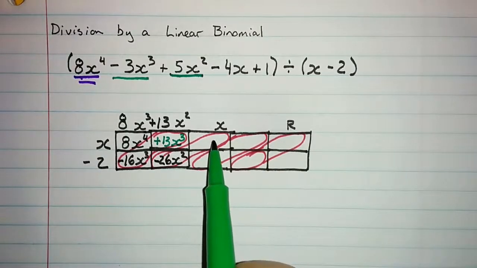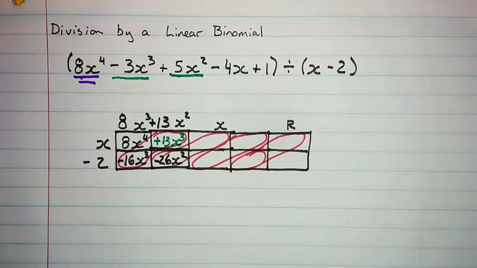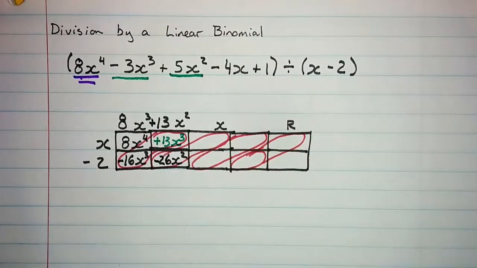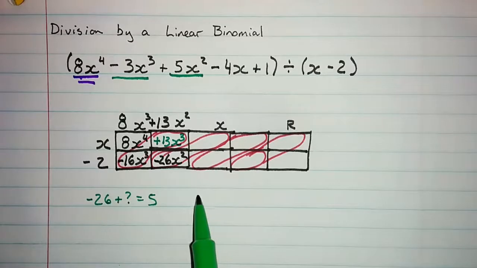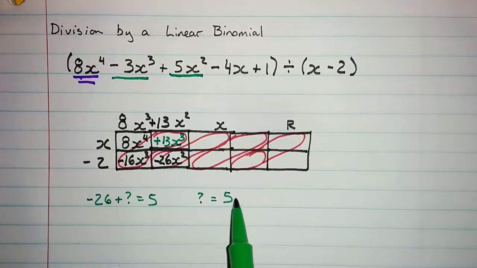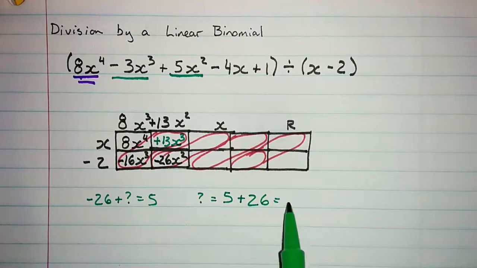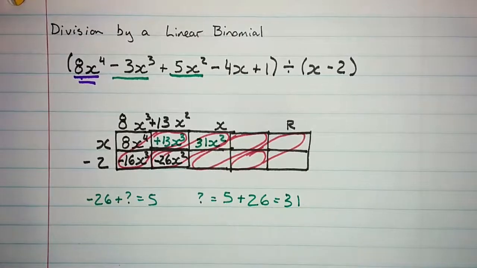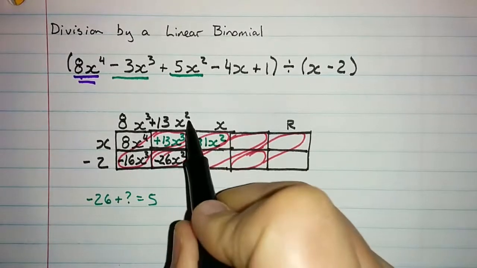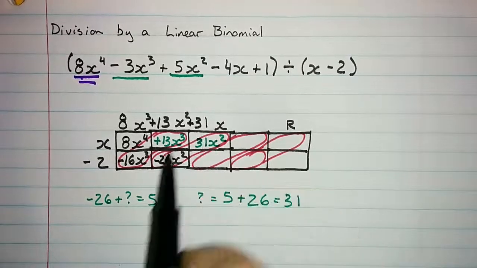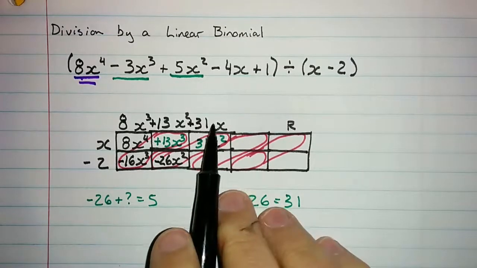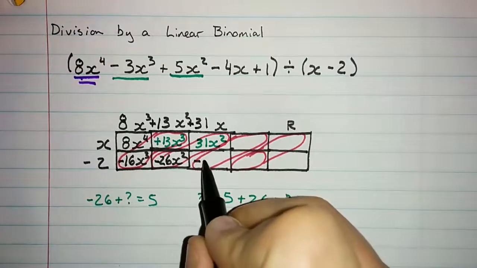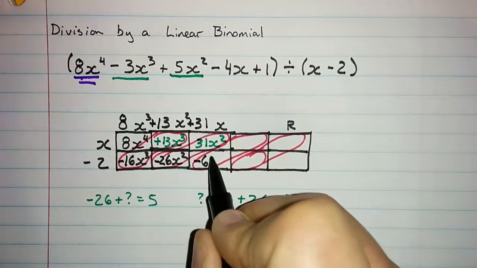Negative 26 plus whatever this is has to be positive 5x. So negative 26 plus what is positive 5? This must be 5 plus 26 is 31. This must be 31x squared, which leaves this no choice but to be plus 31x. Ooh, big numbers. Yeah, this happens. 31 times negative 2 is negative 62x.